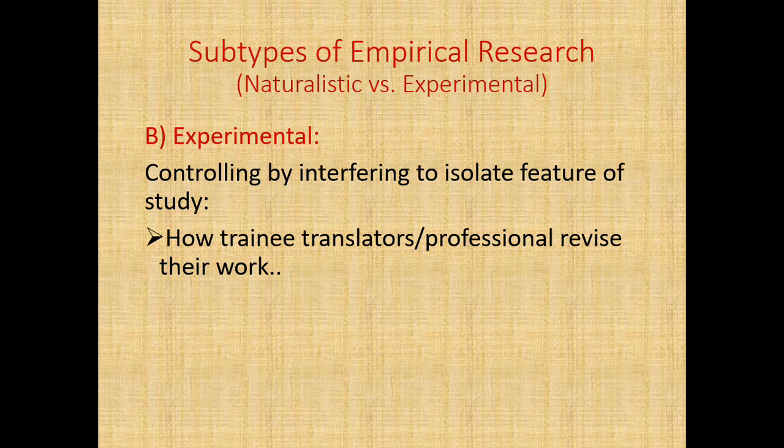On the other hand is experimental. In experimental research, the key element is control, and this controlling is done by interfering to isolate features of study. The example here: how trainee translators revise their work. This can be one example of doing experimental empirical research.